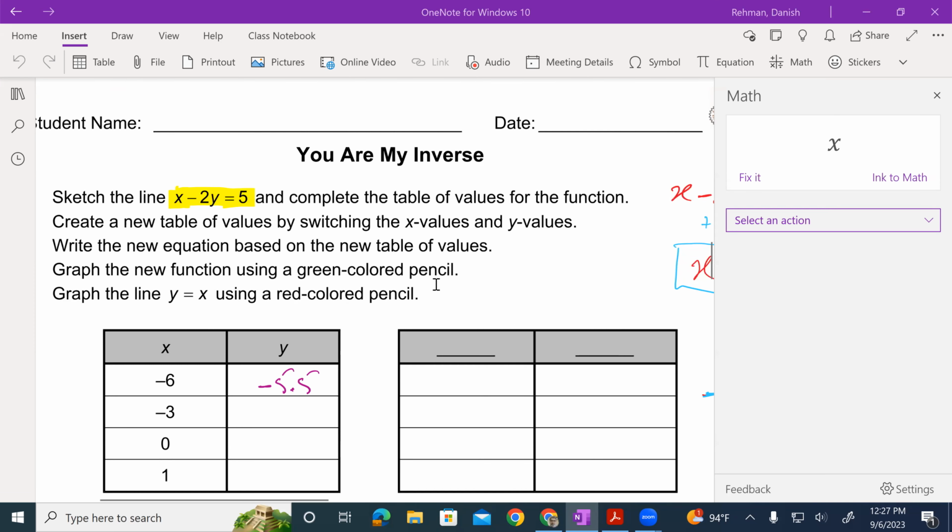Now, we have the x negative 6, and we did find out that the value for y for negative 6 is negative 5.5. Now what we will do, for the value when x was negative 3, what's the value of y? Can someone help me on that? What's the value of y for x negative 3? Negative 4, thank you. So I'm putting there a negative 4.